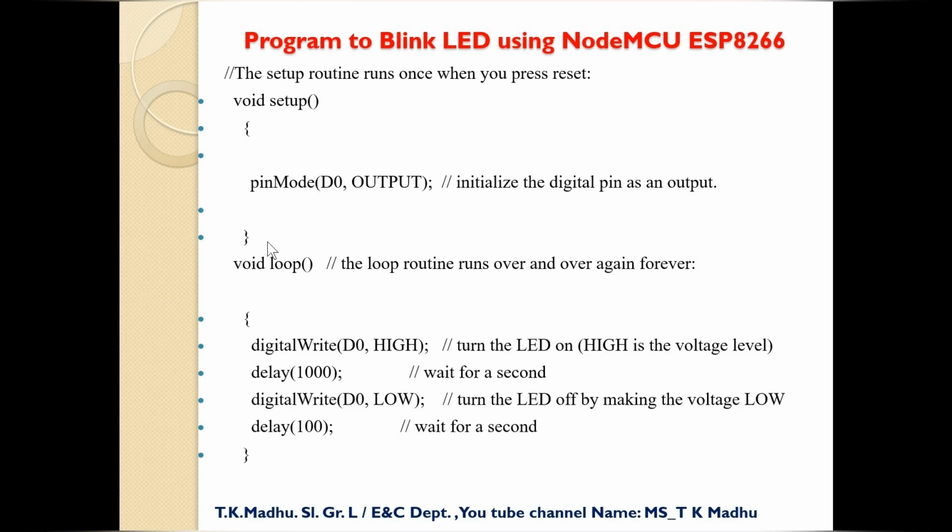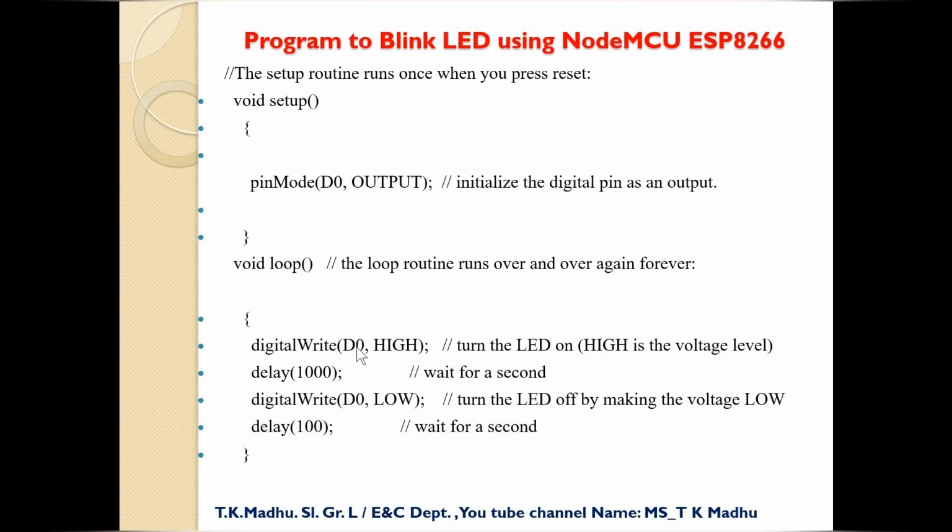Then the parenthesis closed. So void loop, this loop represents continue forever. The program written in this loop continuously executes. So digitalWrite, here the parenthesis is opened. Again we have written digitalWrite D0 comma HIGH. So instead of writing HIGH, we can put only 1. So D0 comma 1 also we can write.